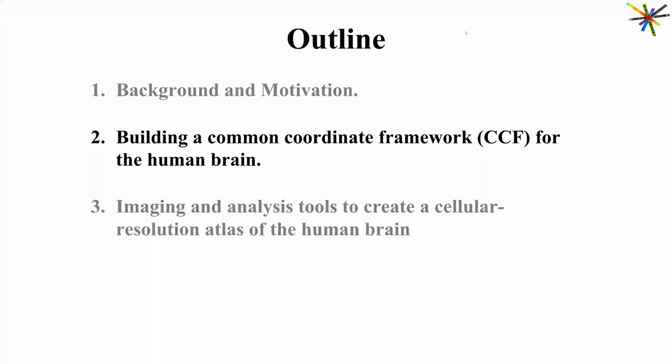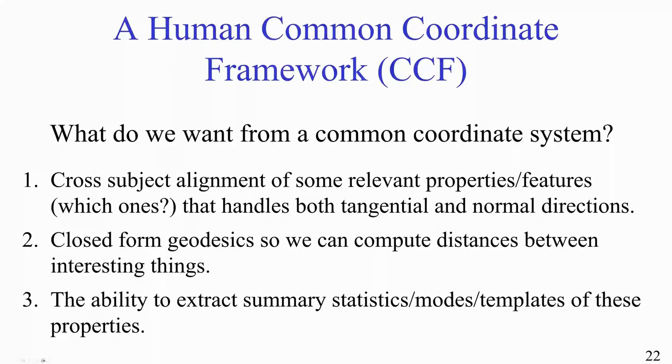Okay, so what do we want out of a common coordinate framework for the human brain? Well, we would like cross-subject alignment, of course. We want a common coordinate system that aligns some relevant properties. I've shown you one that aligns cortical folding patterns, but of course we want it to align other things as well. And we want it to handle both the tangential and normal directions. The cortical surface stuff I showed you was only in the tangential directions. That is, we're letting the folding pattern slide tangentially along the sphere, but we're explicitly not dealing with the third dimension, which is in the surface normal direction.